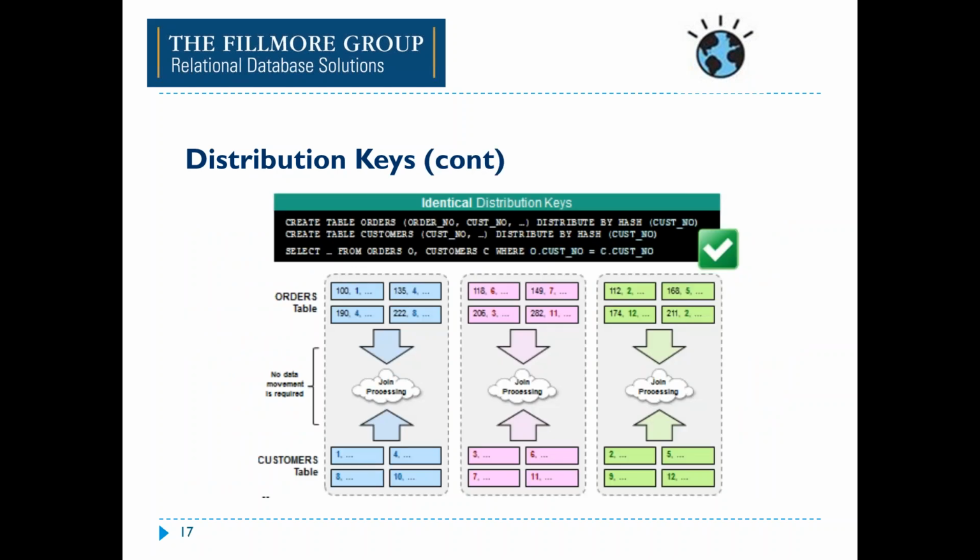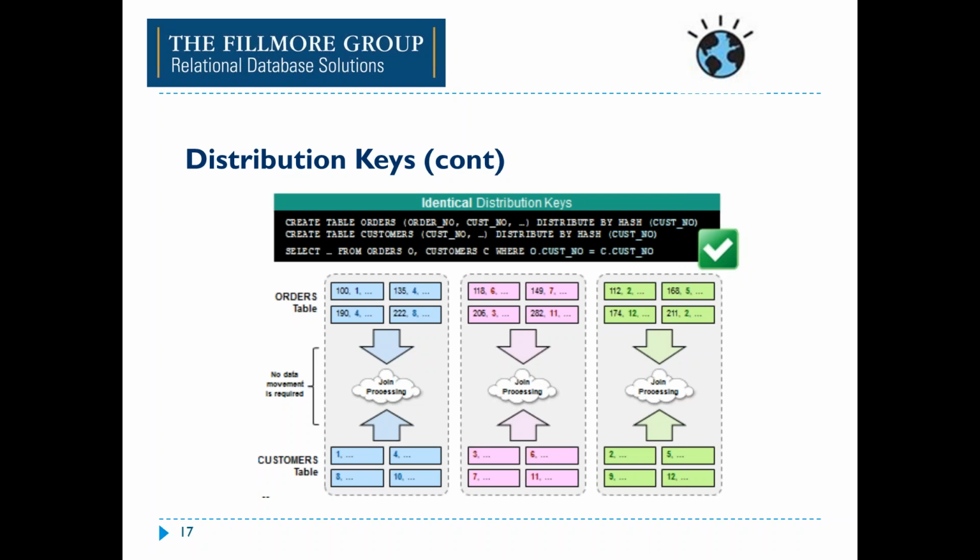If I do, you can see that this is the way I create the table orders and the table customers in this example. I want to make sure that I use the identical distribution keys so that the order tables that are at the top of the screen are going to be matched against the customer tables. I do my join processing in each of the partitions within the accelerator, and then that joined data is then provisioned into a single result set.